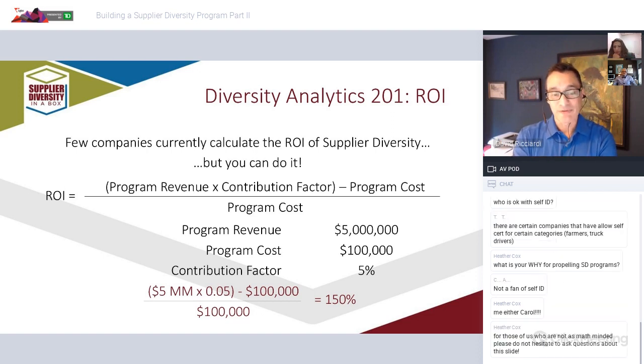So we're taking 5% of that 5 million. We subtract out the program cost and divide by the program cost. That's the factor. And what we're saying is for that 100,000, we got a return on investment of 150%. Doing something like this and putting it in place begins to make the supplier diversity program look like a possible profit center and not only a cost center, which can be very important to your stakeholders and those that are underwriting the budget for the supplier diversity program.